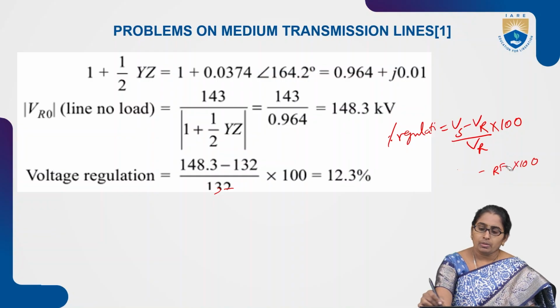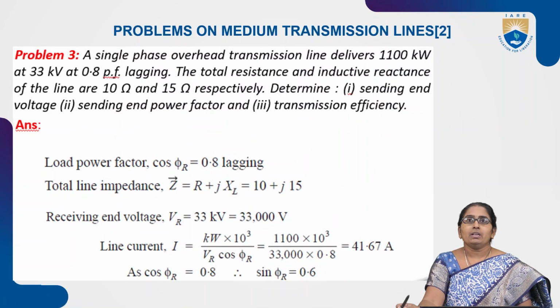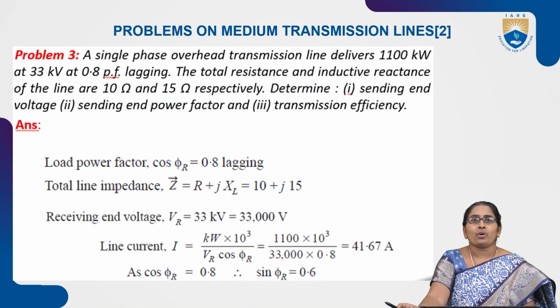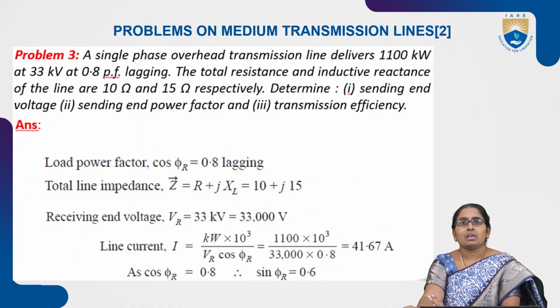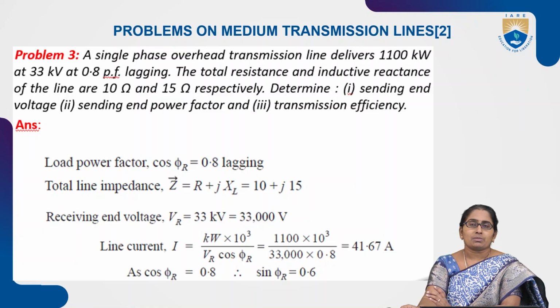Okay, this is one more problem. A single phase overhead transmission line delivers 1100 kilowatt at 33 kV at 0.8 power factor lagging. The total resistance and inductive reactance of the line are 10 ohm and 15 ohm respectively. Determine first the sending end voltage, second the sending end power factor, and the transmission efficiency.